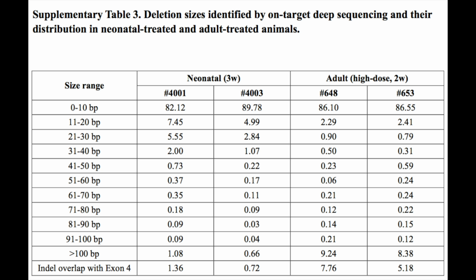Supplementary Table 3. The size of deletions between neonatal and adult mice was measured to compare the DNA sequences of the targeted region OTC. The researchers observed the majority of the deletions in newborn mice were 0 to 40 base pairs with about 1% indel overlaps, while the majority of the adult deletions were 0 to 20 base pairs, but about 9% of them were over 100 base pairs. Adults also had more indel overlaps, about 6%.